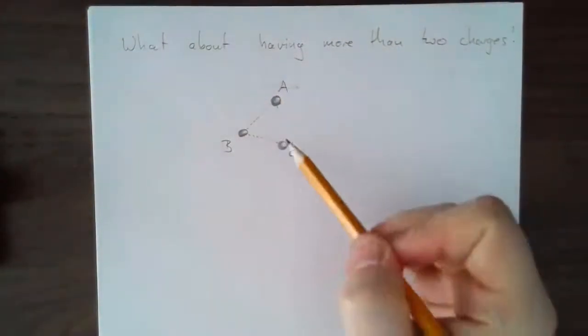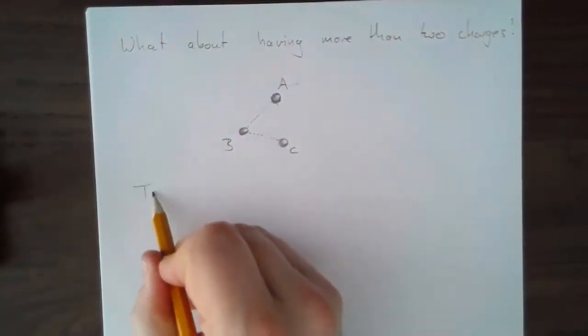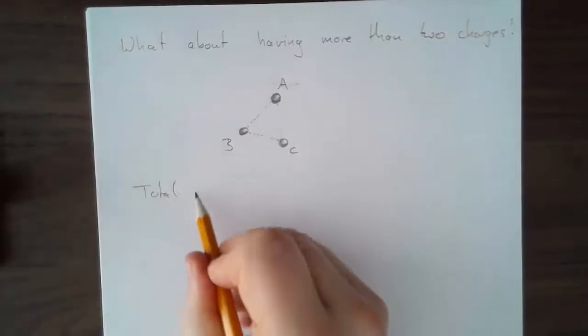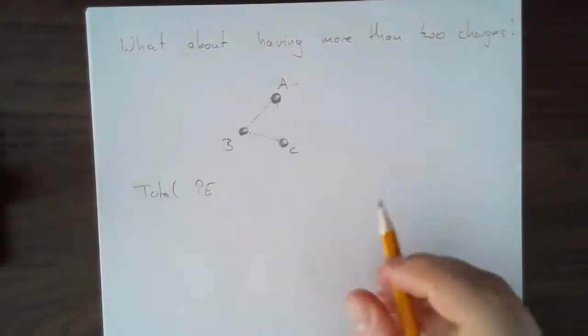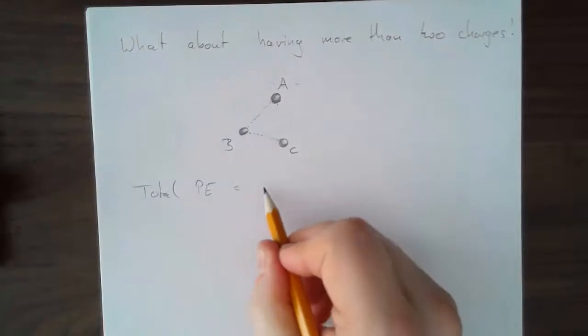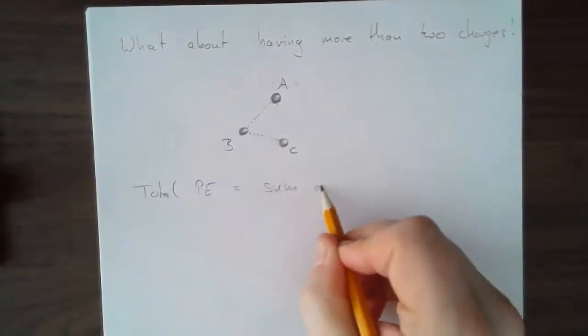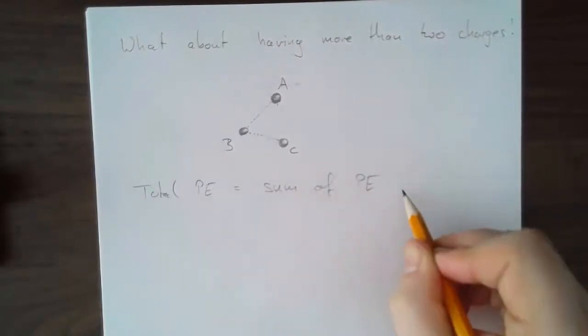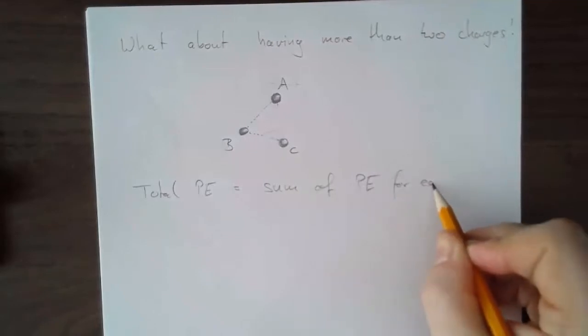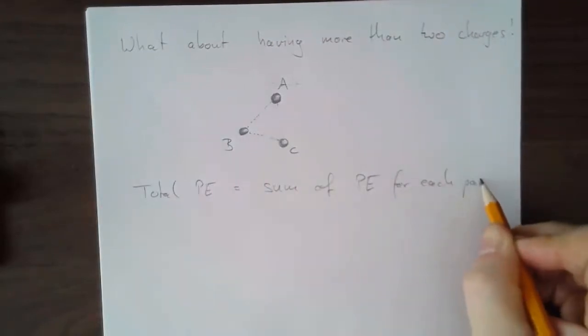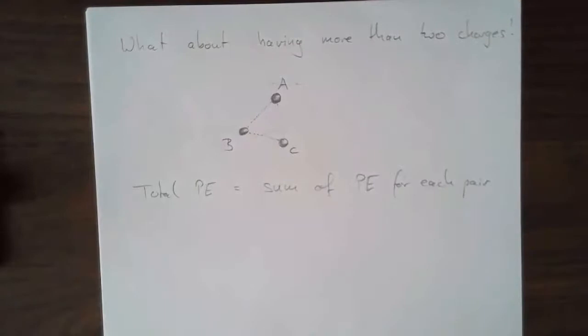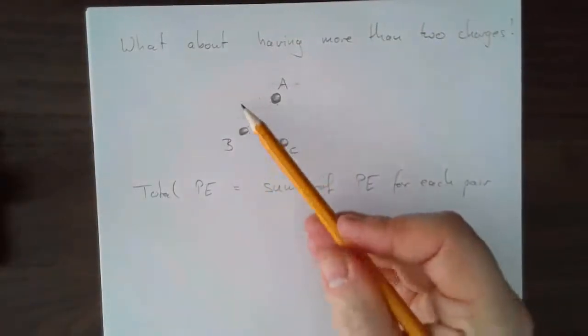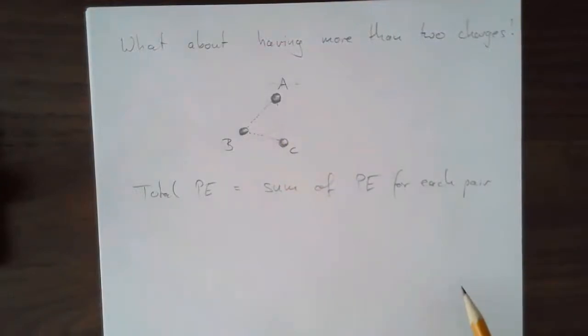So my total potential energy is just the sum of the potential energies for any one pair. So let's write this out. The sum of the potential energy for each pair. Now, when you have 100 charges, it can become fairly complicated. It's a number of different pairings, right? You can work out what that is.